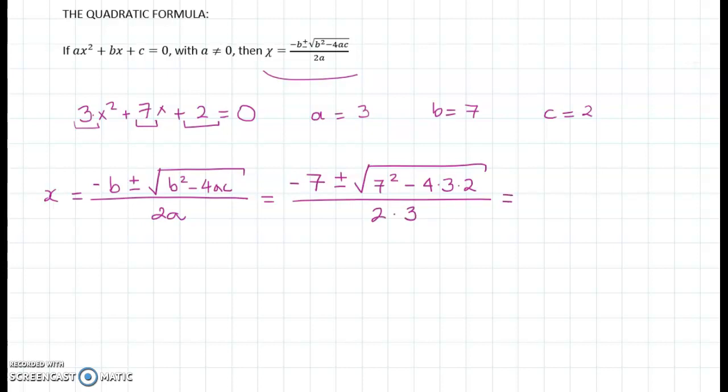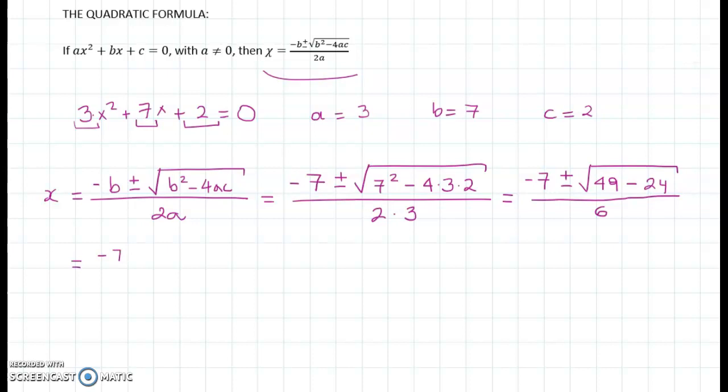So what do we have here? We have negative 7, then this plus minus and square root. We have 7 squared, which is 49, and then minus, and then we need to multiply 4 times 3 times 2. So 4 times 3, that's 12, times 2, that's 24. So inside the square root, we have 49 minus 24. All of this is divided by 2 times 3, so it's divided by 6.